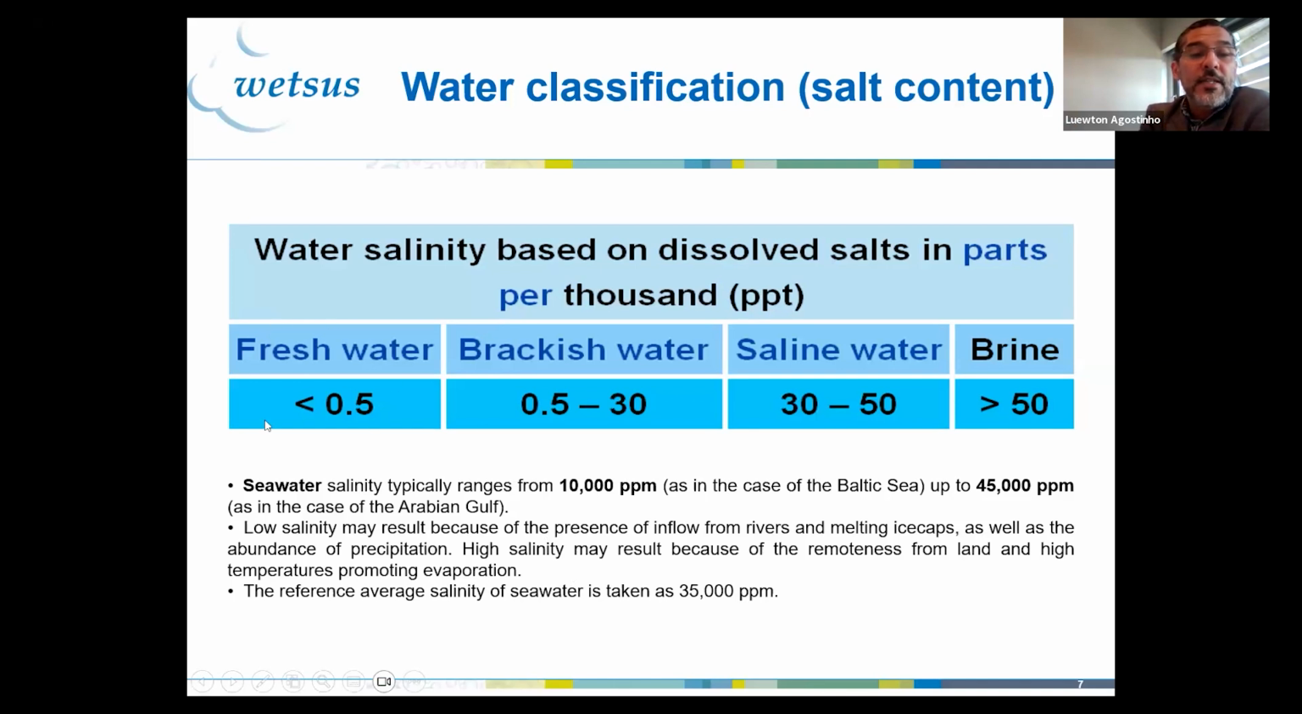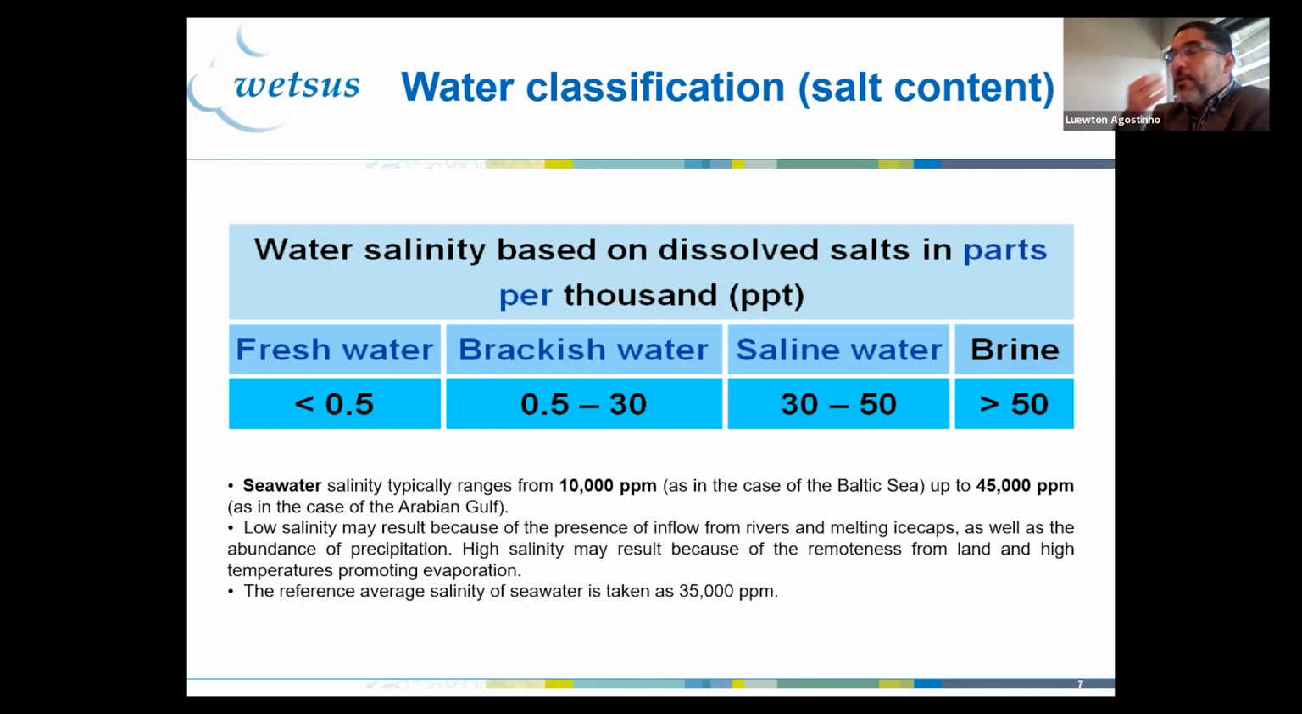For us in water technologies, fresh water is water with a concentration below 0.5 ppt. According to the United Nations, European legislation, the American Water Association and many different countries, if you have a concentration below 0.5 ppt, you can distribute this water to the population. So it's fresh. If your concentration is between 0.5 and 30, then we say it is brackish water.